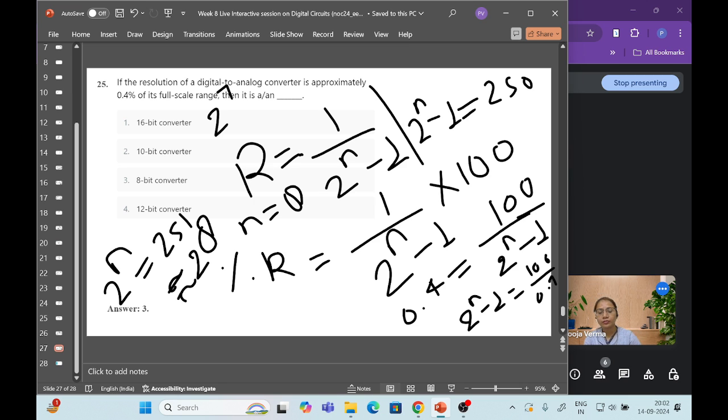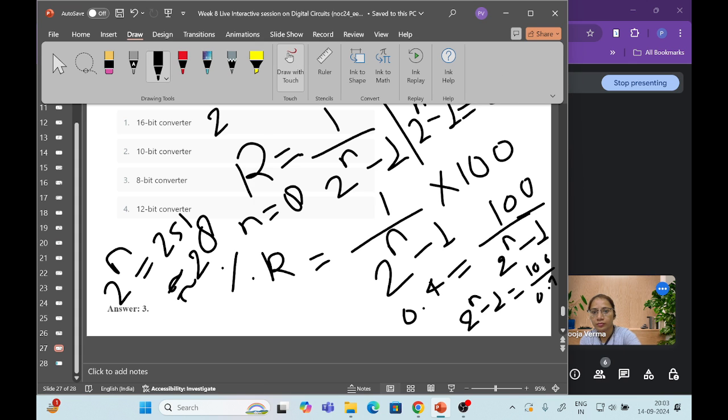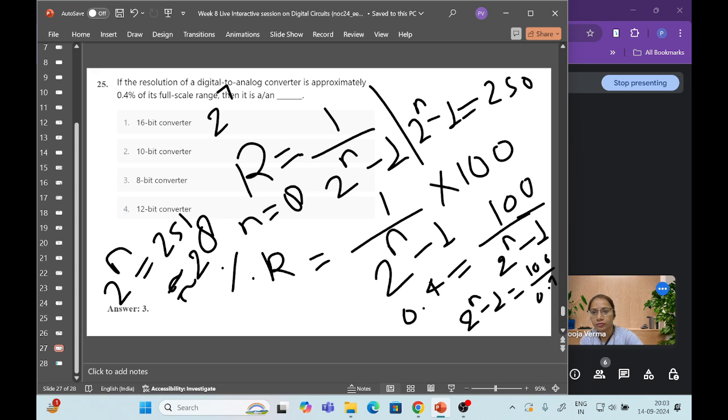Okay, so have you understood this question? My pen is not working, so I'm not able to write it correctly, but I hope all of you got this question. So n is approximately 8, so it can be an 8-bit converter. So option 3 is the correct answer for this question.